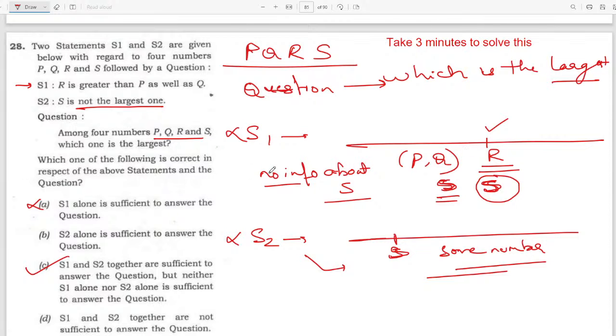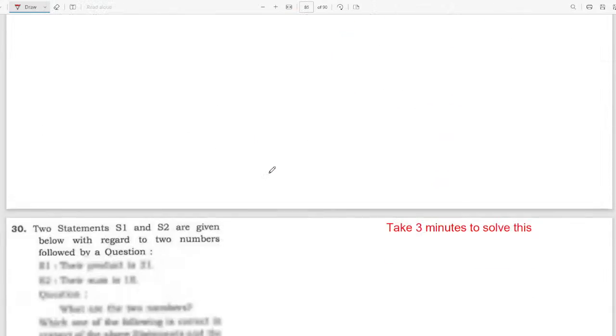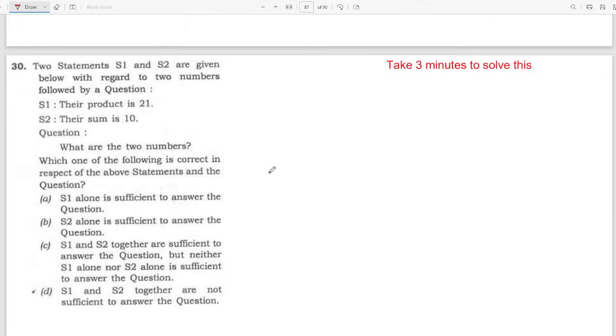So we'll move to this question. They are saying that two statements S1 and S2 are given below with regard to two numbers, followed by a question. The question is, what are the two numbers? And the statement S1 is, their product is 21.